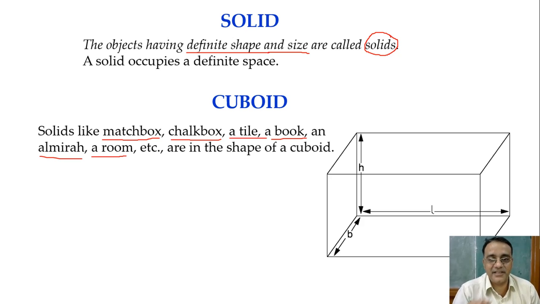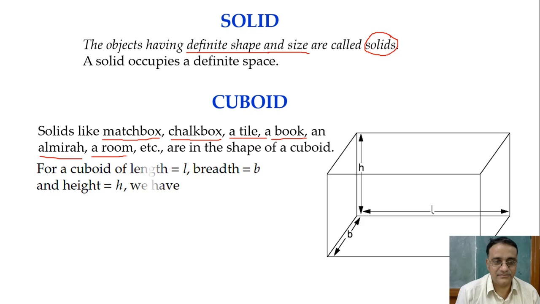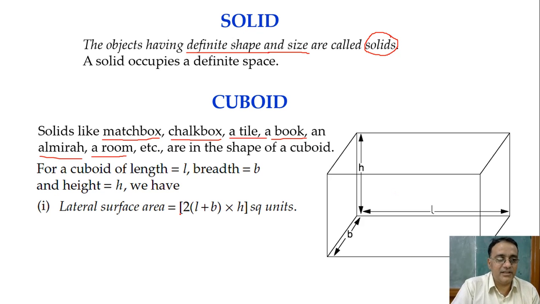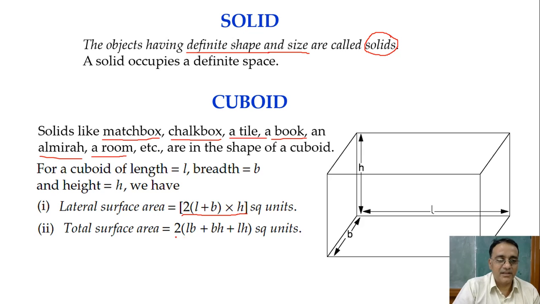So lateral surface area means area of 4 walls. So what is its formula? Perimeter of the base into height. Now what is the perimeter of the base? 2 into L plus B into H. So the first formula, lateral surface area, is 2 into L plus B into H, perimeter of the base into height, in other words. Not total surface area. Whatever formula you were telling just now is the formula for total surface area, 2 into LB plus BH plus HL. Any doubt here?